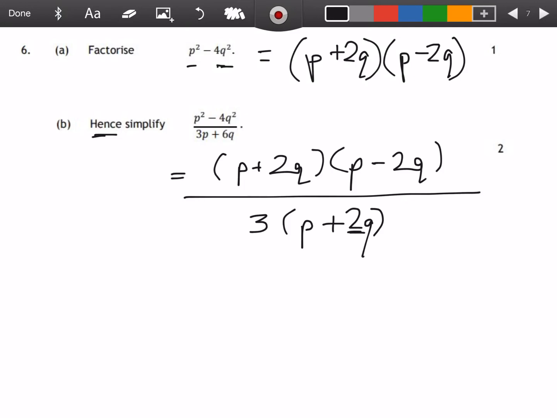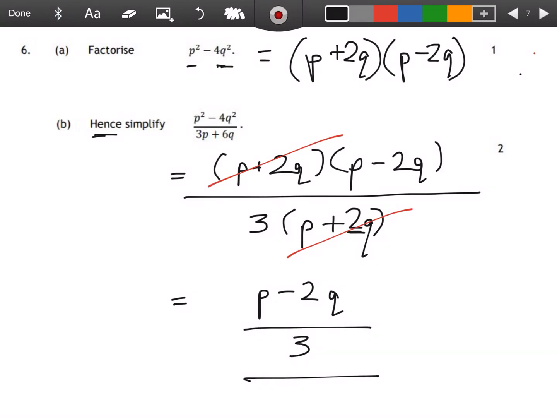And now, if you've done it correct, you should know what's going to happen. You should have an identical factor at the top to cancel out with an identical factor at the bottom. And you can see that. P plus 2q, p plus 2q, and they cancel out. So what we are left with is p take away 2q at the top with a number 3 at the bottom. We don't need to put the bracket round the top, that's fine. Okay.